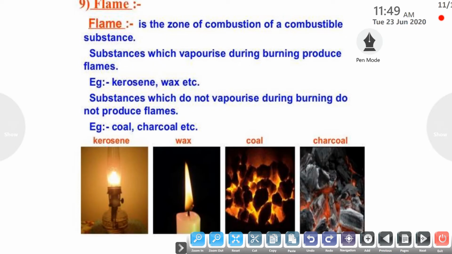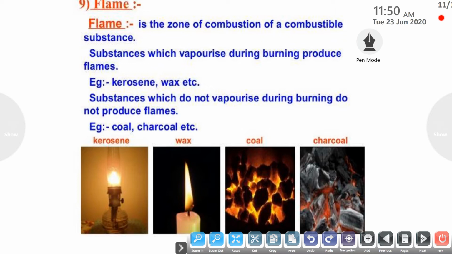Flame is the zone of combustion, the zone of complete combustion of a combustible substance. Flame only occurs on the substances which vaporize during burning. Generally it occurs on substances like kerosene and wax which vaporize during the combustion process. Substances which do not vaporize during burning do not produce flames, for example coal and charcoal.